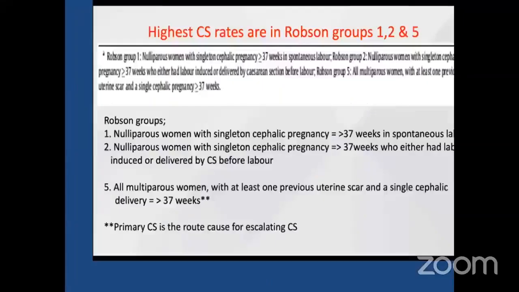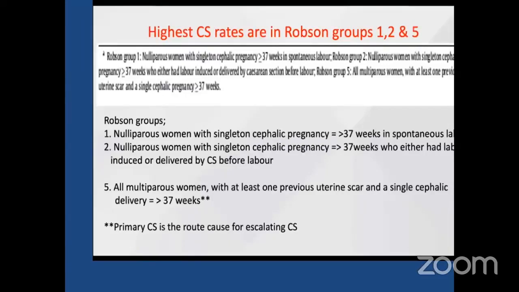Now this Robson's classification is not a new one. It has been there for quite some time, although I think the significance of its use was understood a bit later, but many people have worked on it. And all people who have worked on it and done a cesarean section audit have seen that Robson's groups 1, 2, and 5 have the highest cesarean section rate. Let me now focus on these three groups and tell you what these three groups are.